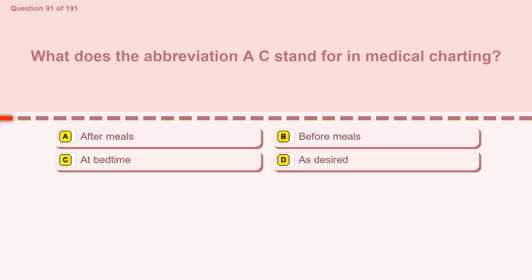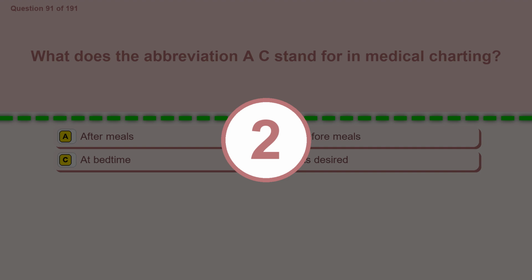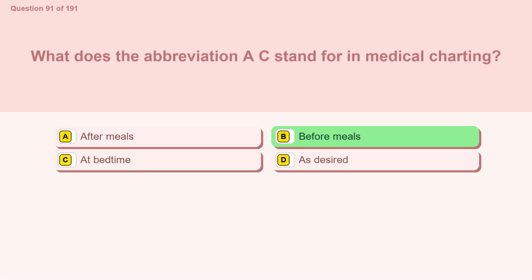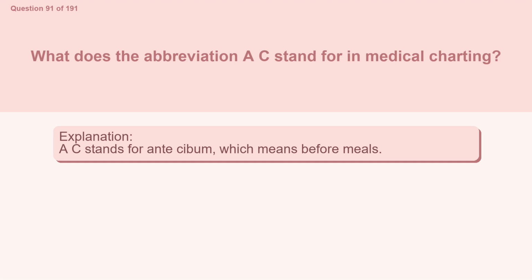Question 91. What does the abbreviation AC stand for in medical charting? Option A, after meals. Option B, before meals. Option C, at bedtime. Option D, as desired. The correct answer is option B, before meals. AC stands for ante cibum, which means before meals.